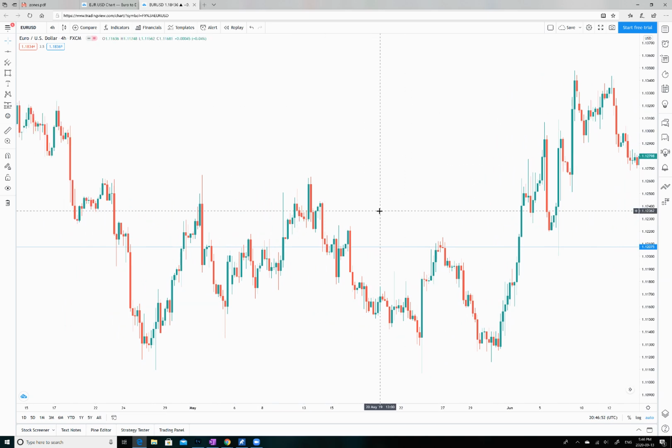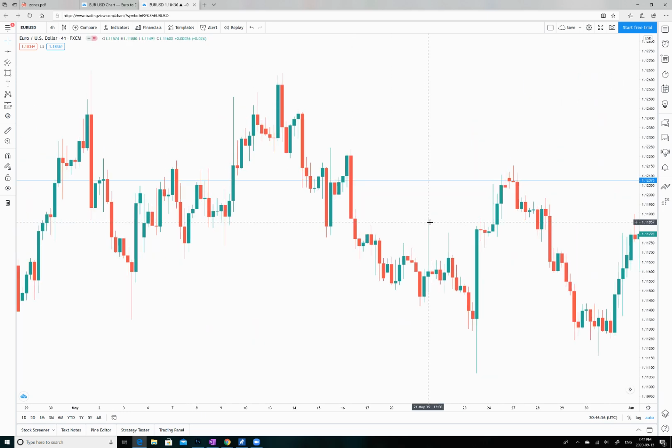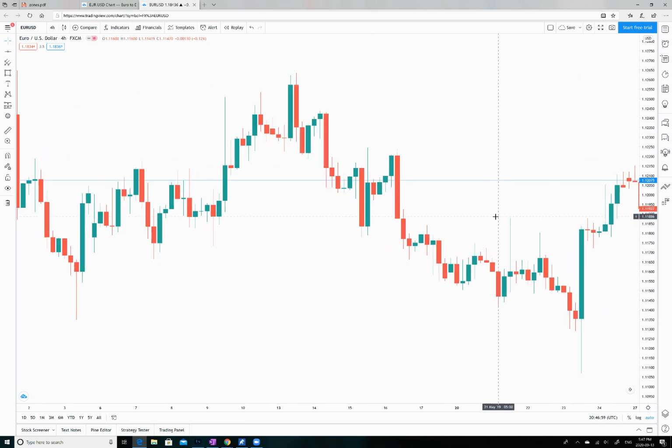Okay, so we've got one. So right here, now I'm going to zoom you in. We've got a beautiful bearish engulfing candle. I also want to really quickly talk about the significance of this.